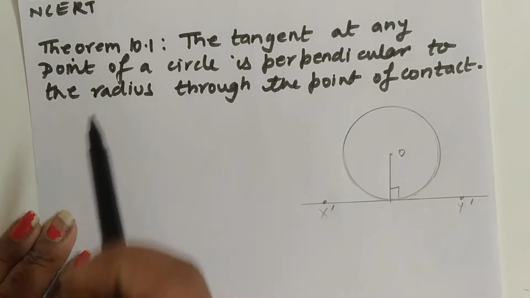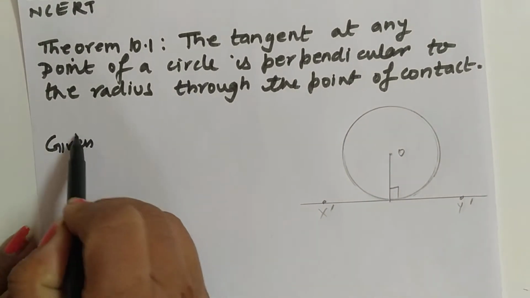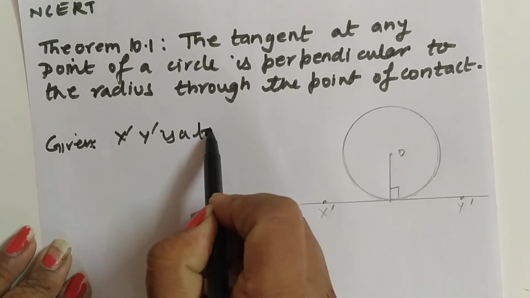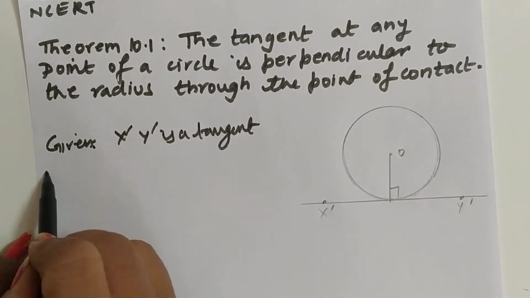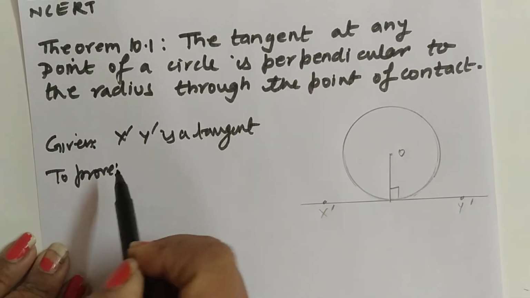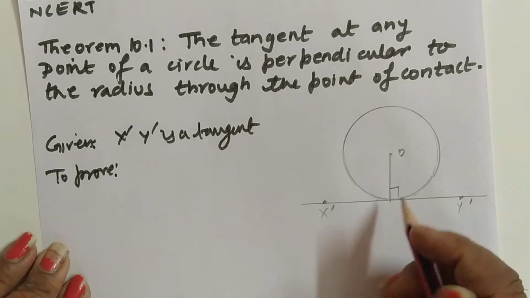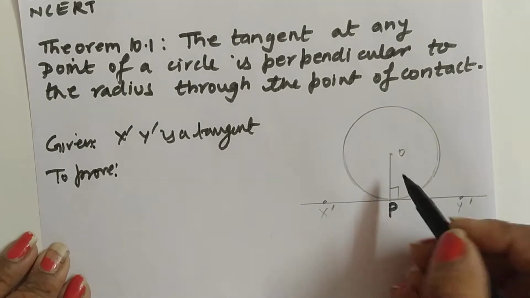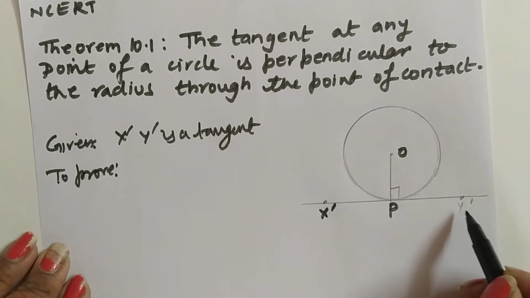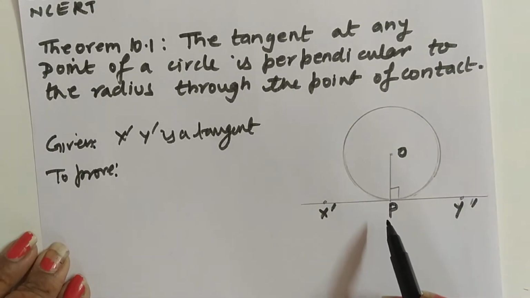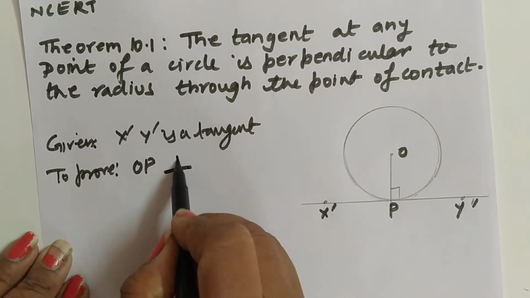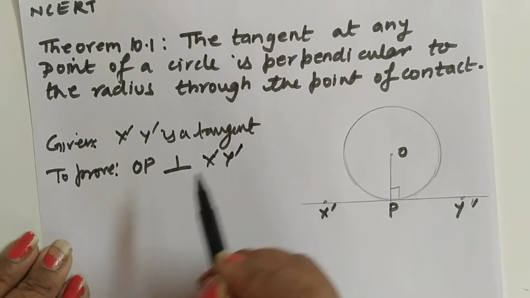So given, X'Y' is a tangent. Now to prove, suppose this point is P. This is O. This is X', this is Y'. So suppose this point P is the point of contact and O is the center. So we need to prove that OP is perpendicular to X'Y'.